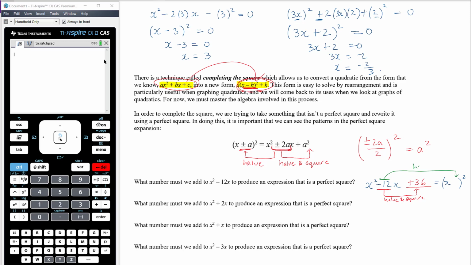Half of negative 12, so it's x minus 6 all squared. Okay, all right, let's think about the next one. I'll write it in under here.